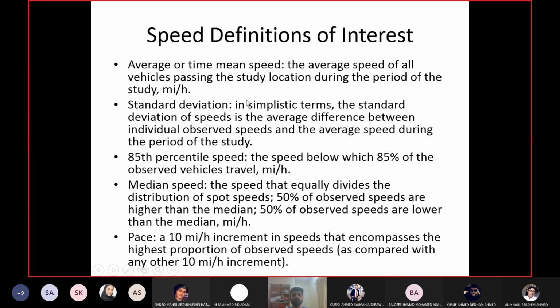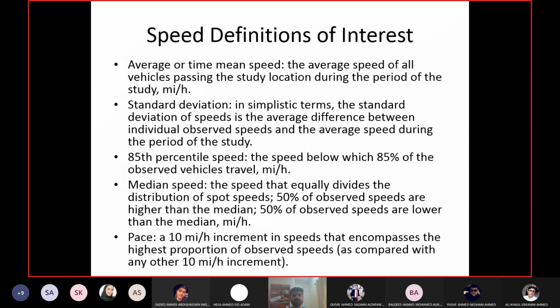There are a few terms related to spot speed which will be of interest to us, and we will use them later on. The first one is the average of spot speed, which we call time mean speed. In the previous chapters, and in lecture number 3, we discussed two types of mean speed: space mean and time mean. From then onwards, we have been discussing the space mean speed. So where is the application of time mean speed? This is the application of time mean speed. The mean of spot speed is the time mean speed. Okay, and I've already shown you in the previous slides where we use the spot speed data. So the average speed of all vehicles passing the study location during the period of study is the time mean speed or the spot speed.